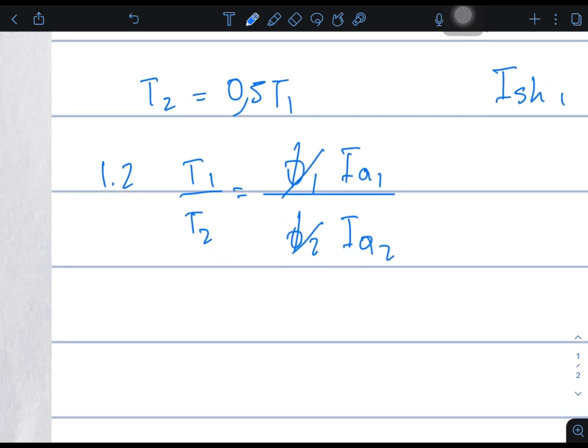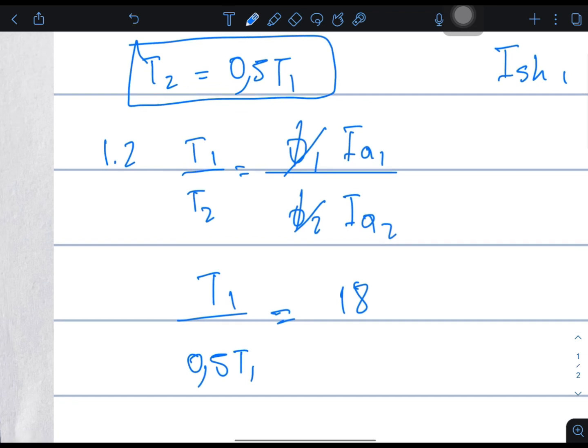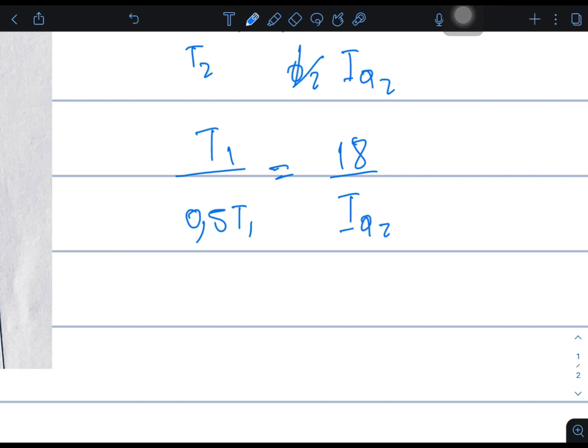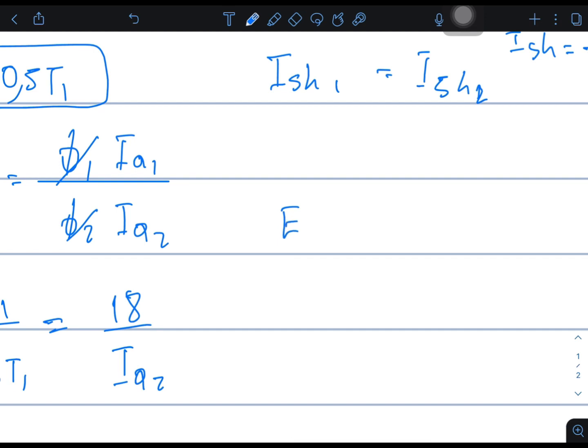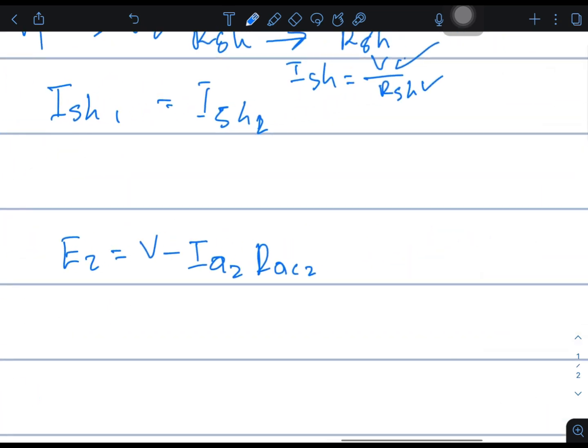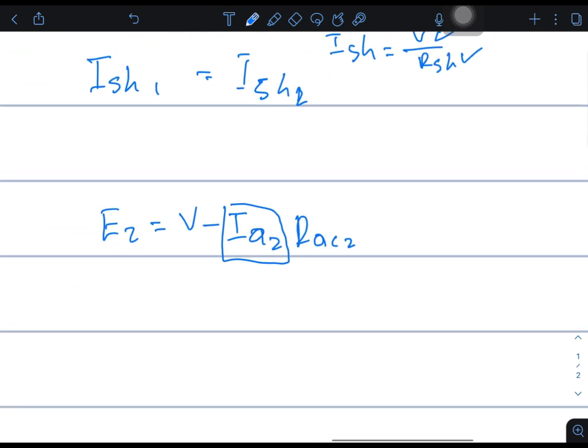So we can say T1 over 0.5 T1, because I have placed T2 in terms of T1, equals flux cancels, then 18 amps for IA1 over IA2. We want IA2, so we will use the formula E2 equals V minus IA2 RAC2, because what has changed here is the current, hence RAC2 will not be the same as in question 1.1.